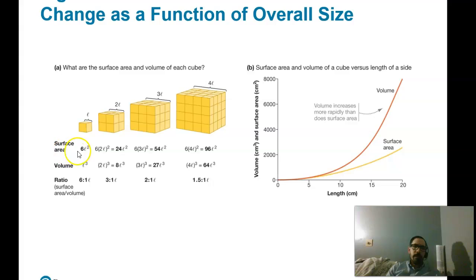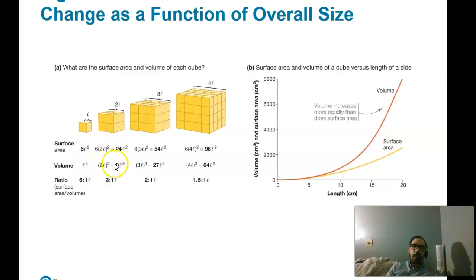how the surface area is shown as a function of the linear dimension squared, whereas the volume is shown as a function of the linear dimension cubed. As the organism gets bigger, that surface area to volume ratio will get smaller. When you compare this first cube, the little one, the ratio here is 6 to 1, because the way you get the ratio is just dividing the surface area by the volume. So here it's 6 to 1, because you're dividing 6 by 1.